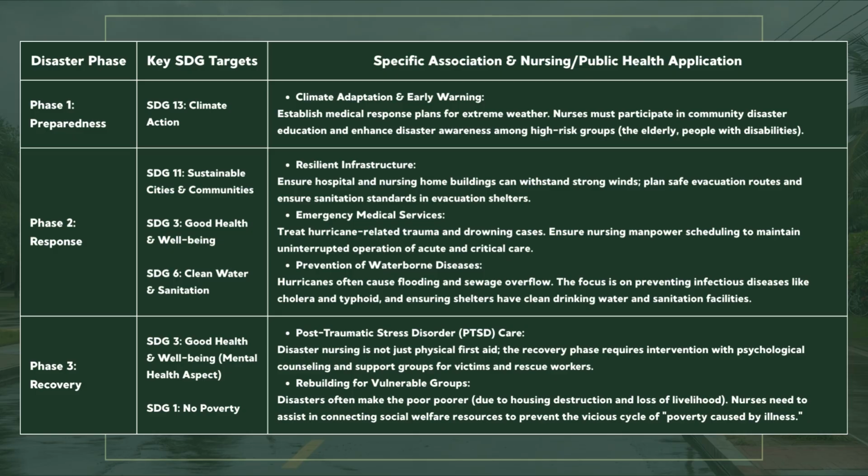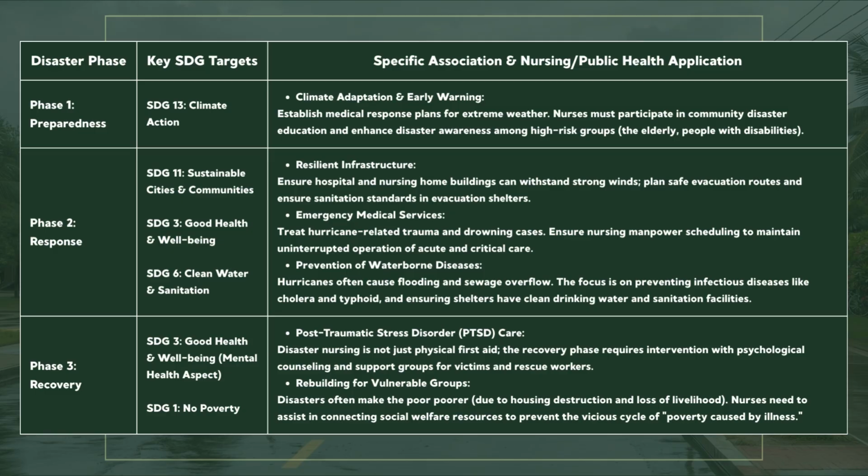Next is respond fast. This is where things get fluid. We focus on SDG 3, health, and SDG 6, clean water. Obviously, we treat the trauma, but the silent killer is dirty water, so SDG 6 is crucial. We need to stop diseases like cholera, because dealing with a hurricane is hard enough. We don't need a shitty situation. I mean, a diarrhea crisis on top of it.